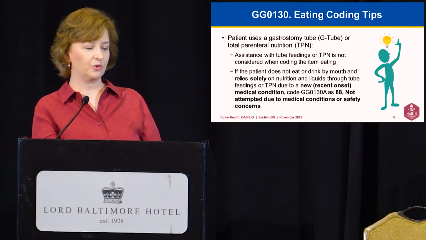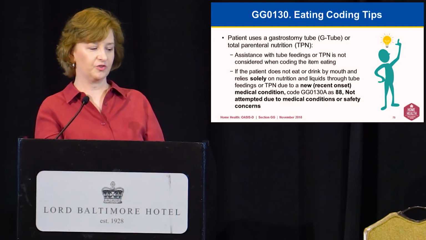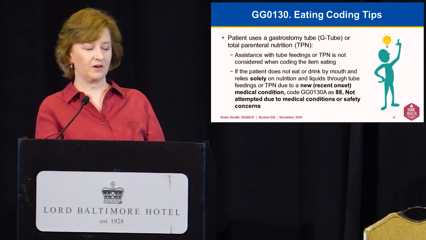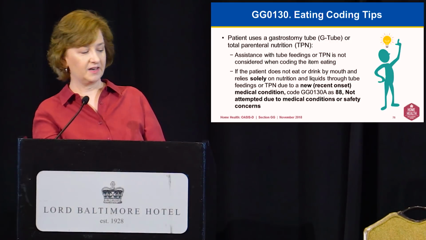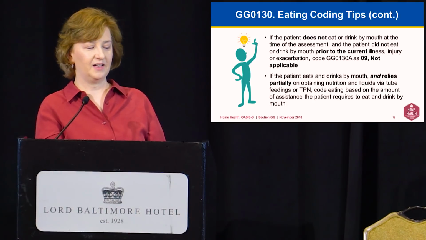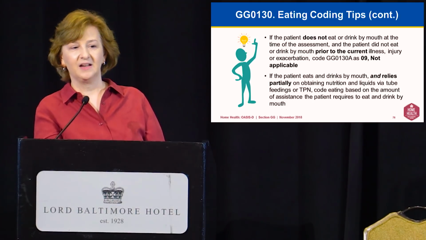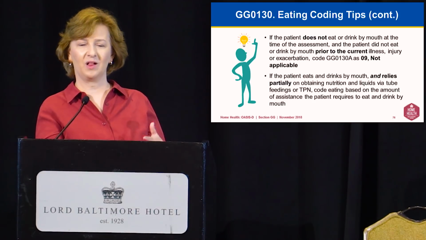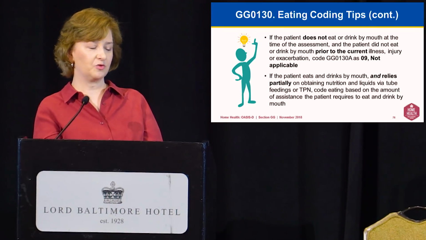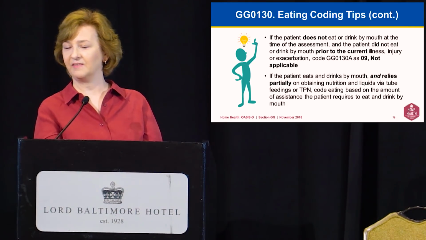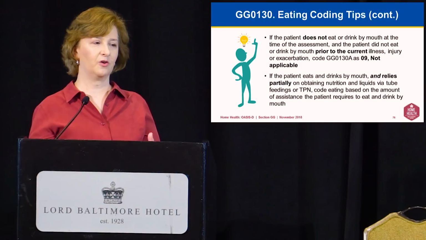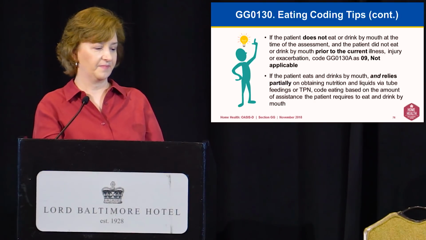If the patient does not eat or drink by mouth and relies solely on nutrition and liquids through tube feedings or total parenteral nutrition due to a recent onset medical condition, you would code 88, not attempted due to medical condition or safety concern. If the patient does not eat or drink by mouth at the time of the assessment, and the person perhaps had a long-standing swallowing problem and has had a G-tube for many years, the appropriate code in that situation would be 09, not applicable. And again, 09 refers to the person doesn't perform the activity now and did not perform it prior to the current illness, exacerbation, or injury.